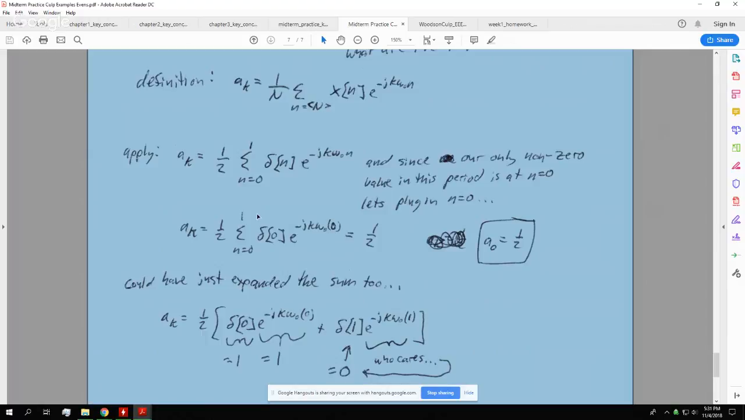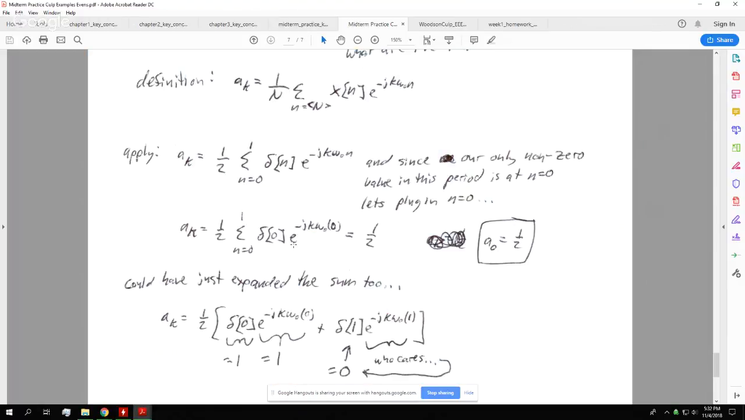So we have 1 times 1 times 1/2. And that equals 1/2. So we have a Fourier series coefficient a0 equals 1/2. And that is the final result.